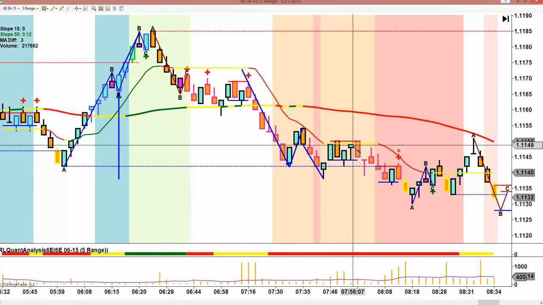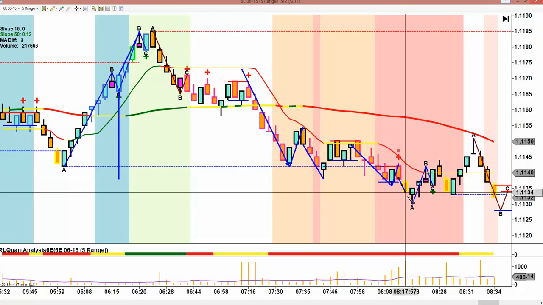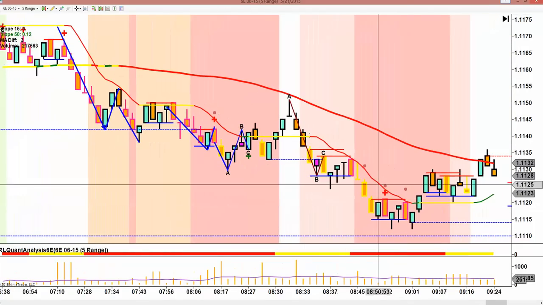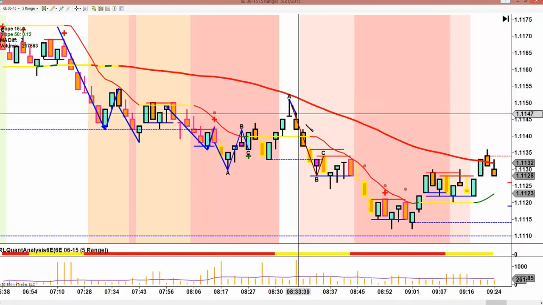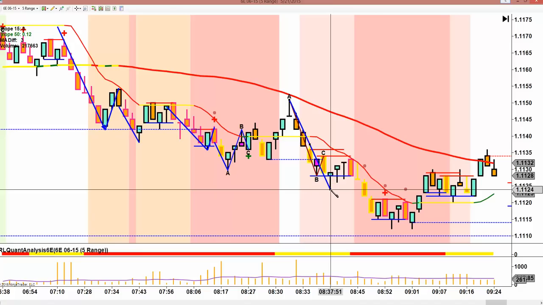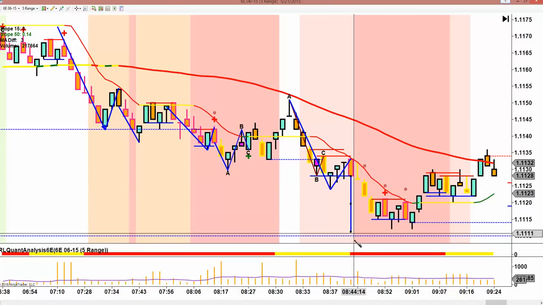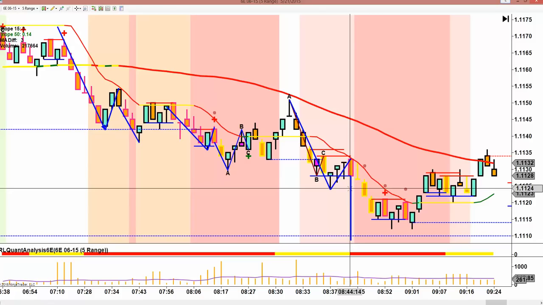Same thing here. The move down, the retracement, there it goes again for another winner. There we are again. The move down, the retracement. Now let's see here. Here we don't have the quant line, so I might have stood aside on that.